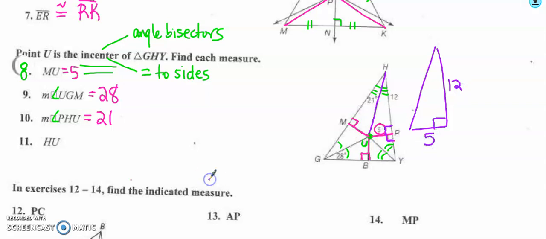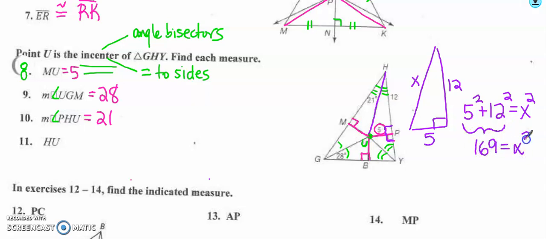And hopefully, since I now wrote that there, you're thinking that is a right triangle. And in right triangles, I mentioned in the other video, Pythagoras' theorem. So we're going to make HU X, and that is the hypotenuse. To figure this out, we would do 5 squared plus 12 squared is x squared. 5 squared plus 12 squared is 169. The square root of 169, it's a perfect square, is 13.